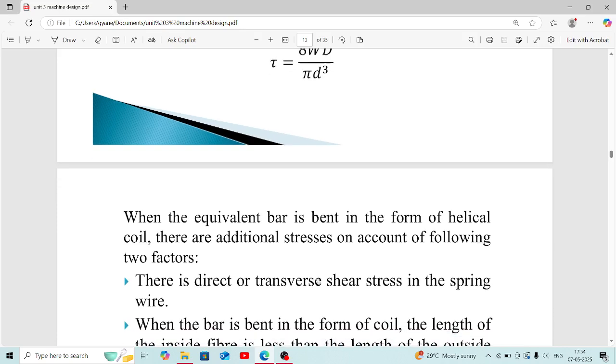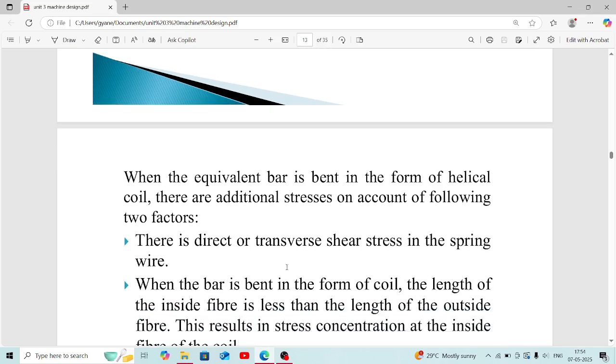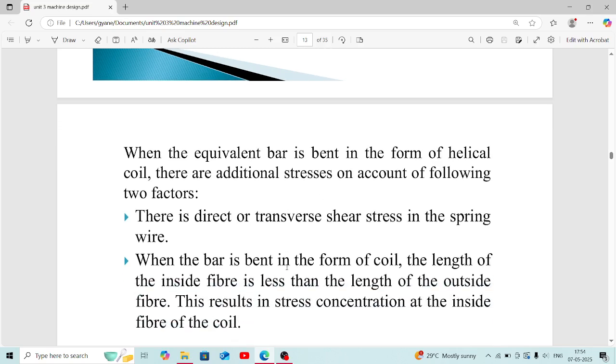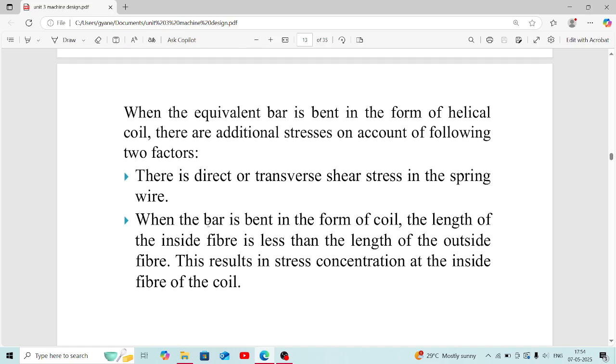When the equivalent bar is bent in the form of a helical coil, there are additional stresses on account of the following factors, which we have to take into account. There is a direct or transverse shear stress in the spring wire. When the bar is bent in the form of a coil, the length of the inside fiber is less than the length of the outside fiber. This results in stress concentration at the inside fiber of the coil.